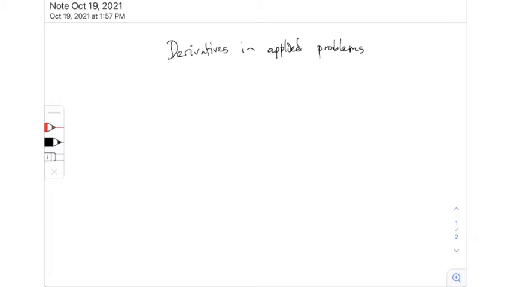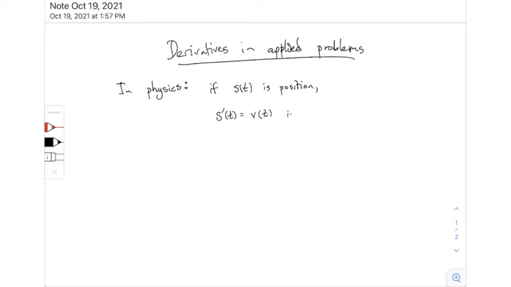The first one is an example that I have mentioned before, and that is in the physics of motion. This is really the principal setting that calculus was originally used for. The physics of moving things. So if s of t is a function which describes the position of something, then the derivative, s prime of t, also written v of t, is the velocity.